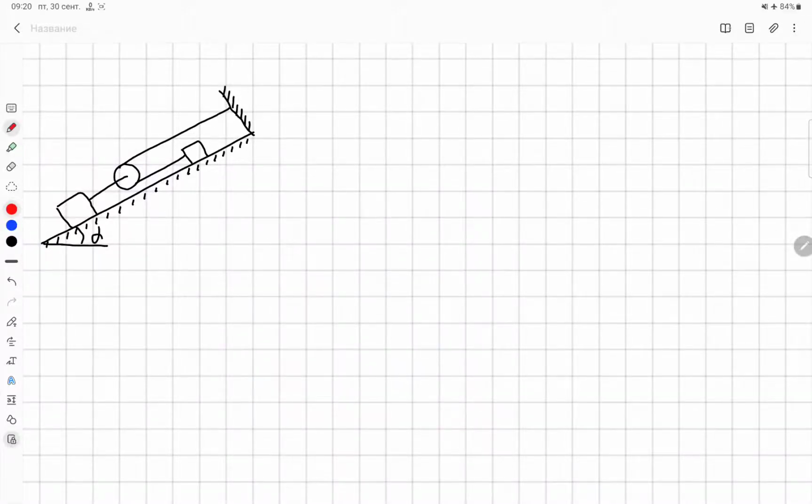Here we have a system as shown in this figure, two objects, one movable pulley on an inclined plane as shown in this figure, and we have a friction force, coefficient of friction also given.